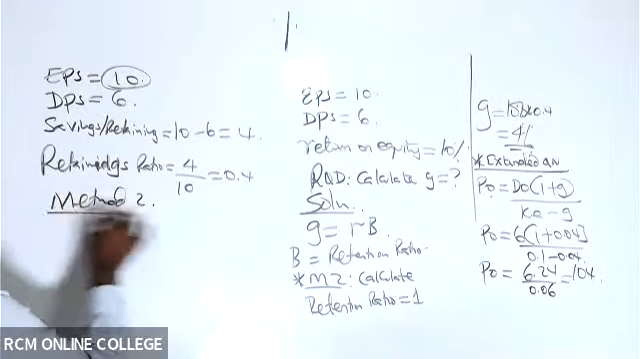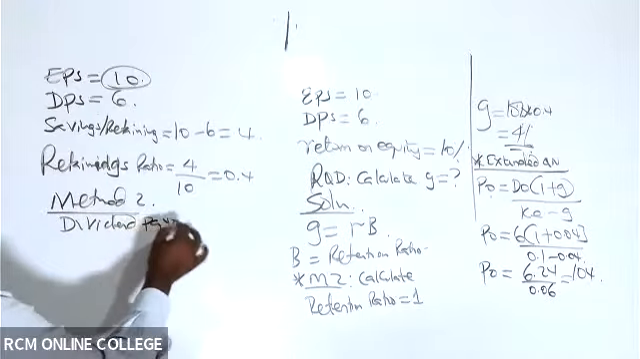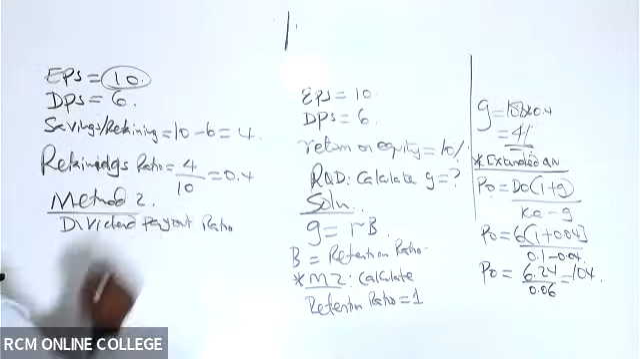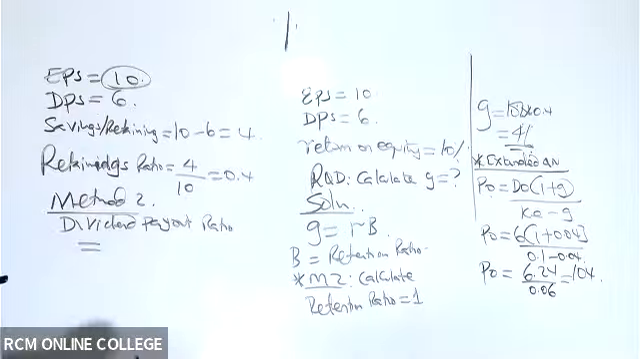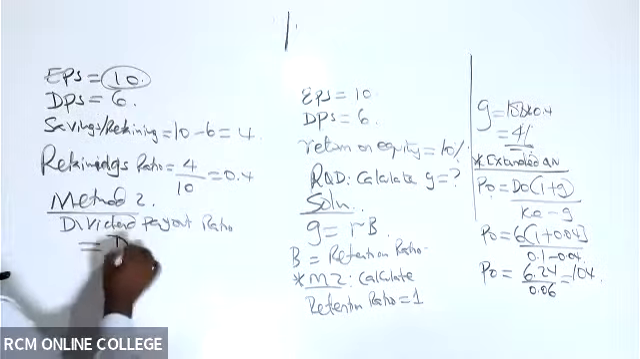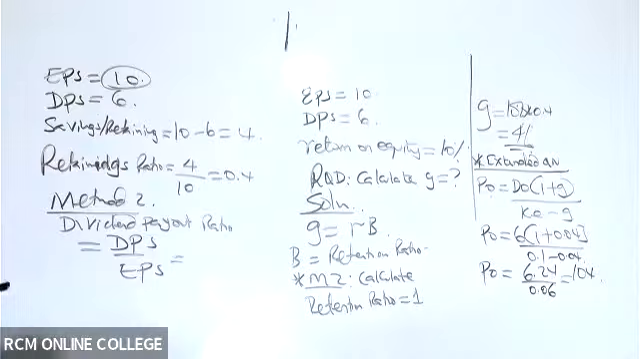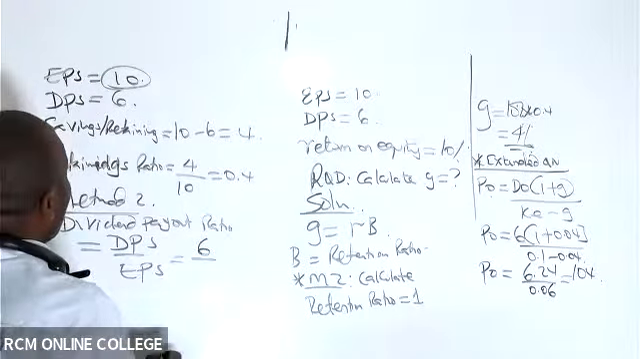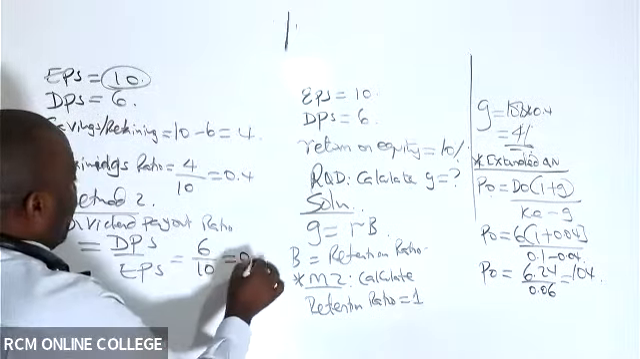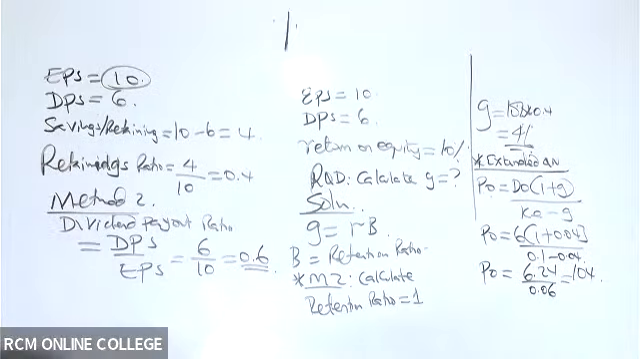Or you could as well use method 2. Under method 2, we have what we call the dividend payout ratio. How do we get the dividend payout ratio? We normally take DPS over EPS. What is our DPS here? It is 6 over EPS, which is 10. So this gives you 0.6, which is the same as 60%.